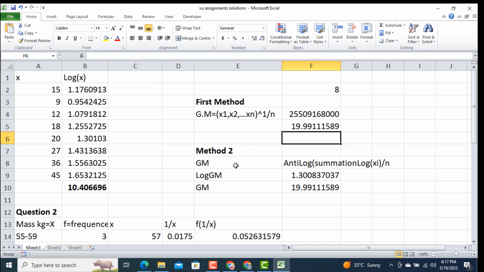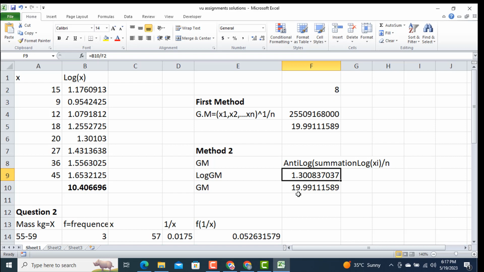The second method, here is the formula: geometric mean is equal to the antilog of the summation of log of xi divided by n. For this purpose I have established this second column. I have taken the log of the x column, and its sum is equal to 10.406696. So log of GM is equal to B10, this one, divided by F2, this is n.